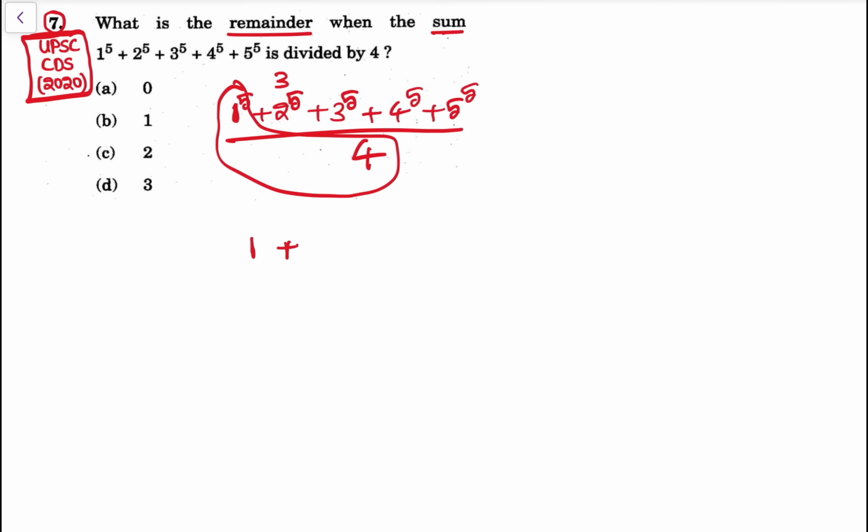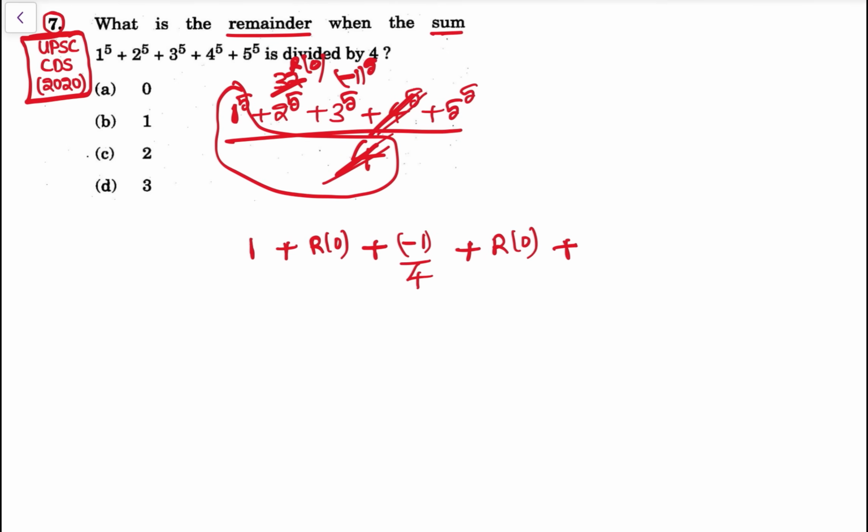power 5 is nothing but 32. See 32, 4 8s are 32. So here it is remainder 0, I am writing. Plus see 3 to the power 5 divided by 4, that is minus 1 to the power 5. So minus 1 to the power 5 is what? Minus 1. So this is minus 1 divided by 4, plus see 4 to the power 5, overall remainder is 0. सब में 0 0 0 कटेगा, so remainder 0.